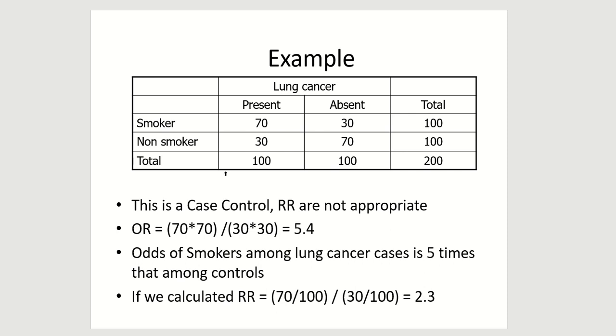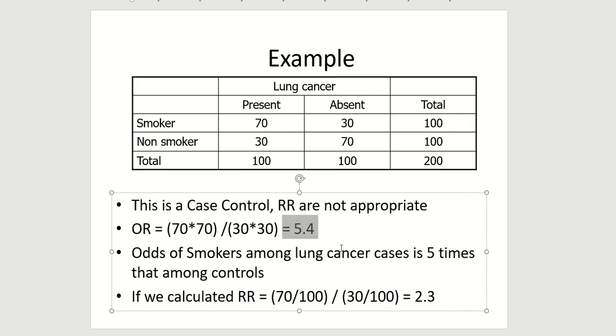This is a case control example, a retrospective one. I have 100 lung cancer cases, 100 controls, and then I'm looking retrospectively at their exposure. So out of the 100 cancer cases, 70 were exposed, versus in the controls only 30 were exposed. And now the odds ratio is calculated using that formula. 70 times 70 divided by 30 times 30, and you get an odds ratio of 5.4.